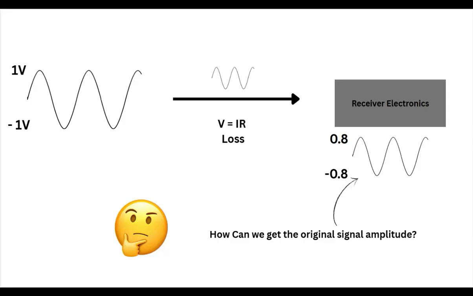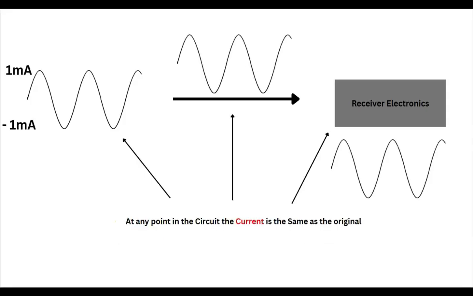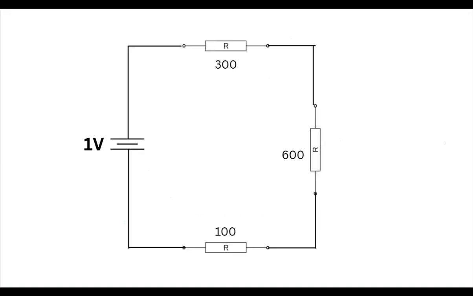If you were to make the signal represented as a current instead, you can send it across the line without having to worry about the voltage drop, as the current throughout the whole cable is the same at any given point. Let's look at a simple example.